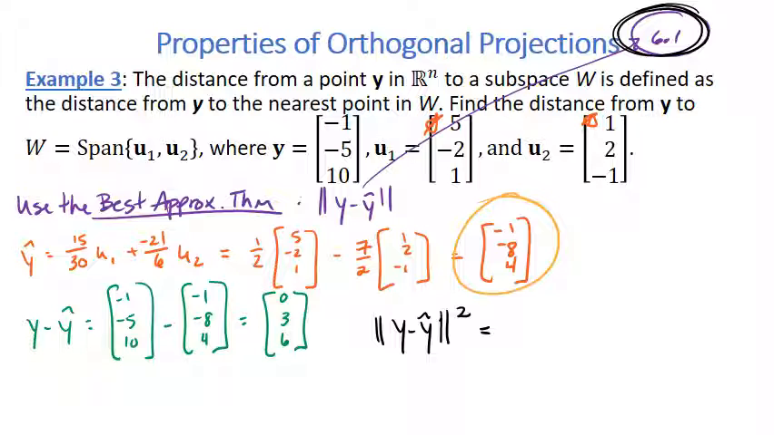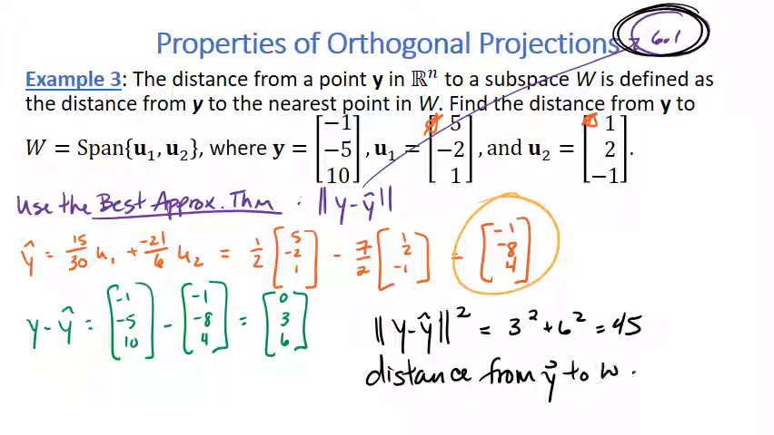This would give me 3 squared plus 6 squared, which is 45, and then the distance from vector y to W is the square root of that. So the square root of 45, which can be reduced to 3 root 5. And there you have it. Not so bad for an under 12-minute video. Woo!